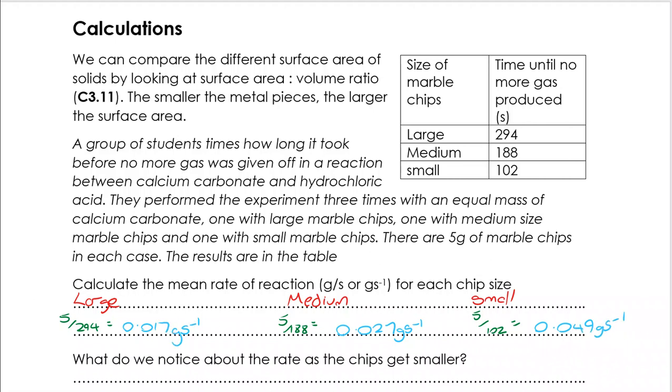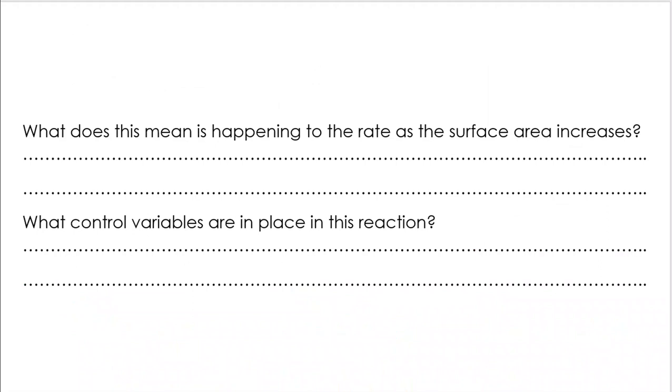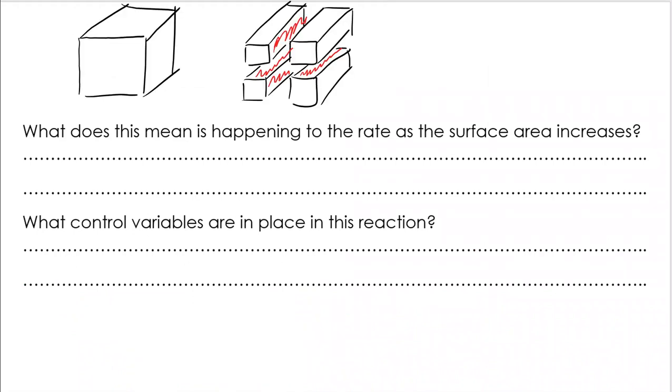So what do we notice about the rate as the chips get smaller? It's gone from 0.017 to 0.049. The rate increases as the chips get smaller. What does this mean is happening to the rate as the surface area increases? Well, we've spoken about the size of the particles, but let's actually think about what that means in real terms.